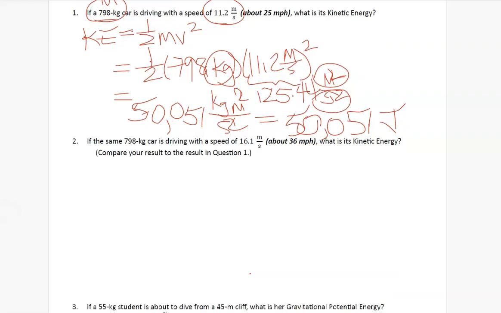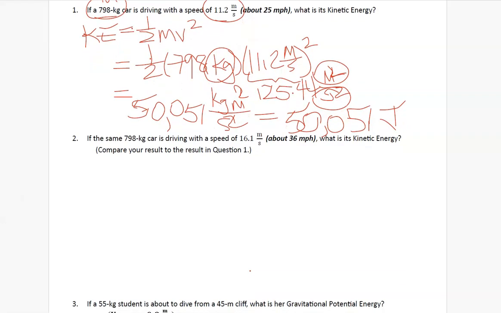Now, looking at the second problem, we have the same car, 798 kilogram car, but now the speed has been increased to 16.1 meters per second, about 35, 36 miles per hour. And this is what we typically do when we're in a 25 mile per hour speed limit zone. We frequently will say, oh, it's going 10 or 12 miles per hour extra, that's no big deal, and we'll go a little bit faster than the speed limit. But let's see what happens to the energy.